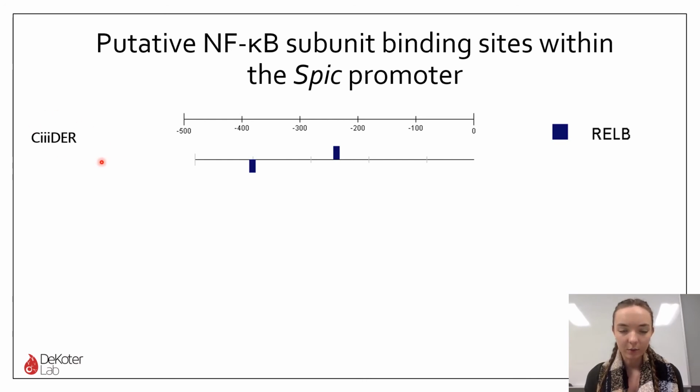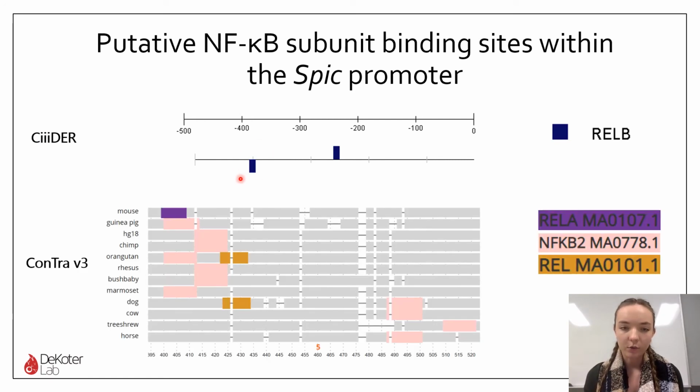First, we utilized this program called CIDR, and we could see that there were 2 predicted REL-B binding sites within our cloned region. And in particular, this one at 400 bases into our region was also identified using this ContraV3 program. And what was nice about the output of this is that not only were we able to see this predicted binding site at the same region in the promoter, but that we could see that there appeared to be this conservation of this subunit binding site across multiple species, indicating that this could quite possibly be an important binding site that mediates transcriptional activity.